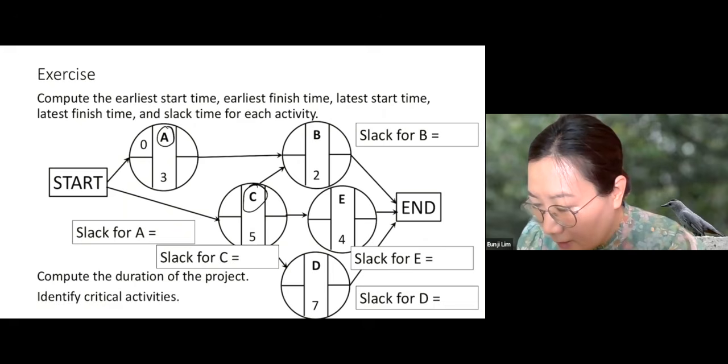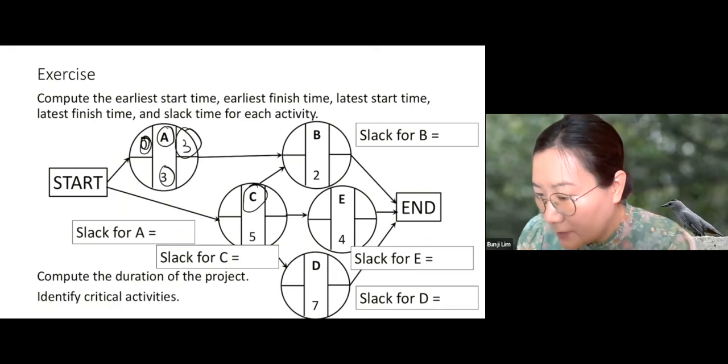So what's the start time? The early start time of A is 0, because this is the first activity. What's the earliest finish time of A? 0 plus 3, which is 3. How about C? What's the earliest start time of C? 0, because this is the first activity. What's the earliest finish time of C? 0 plus 5, which is 5.